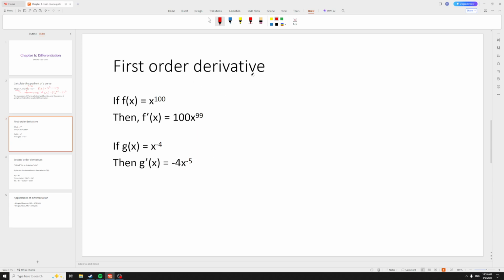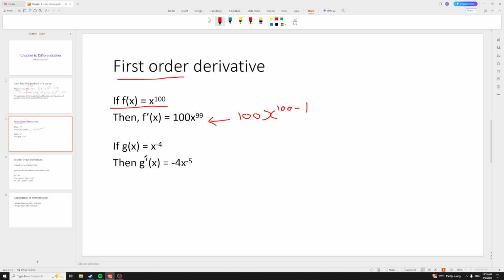First order derivative: if you see one apostrophe here, it basically means first order, because there's only one. Afterwards we will learn the second derivative. This one I've already explained. So this one is your n, right? If you want to differentiate this part, you put 100 times x to the power 100 minus 1, so you should get this one.